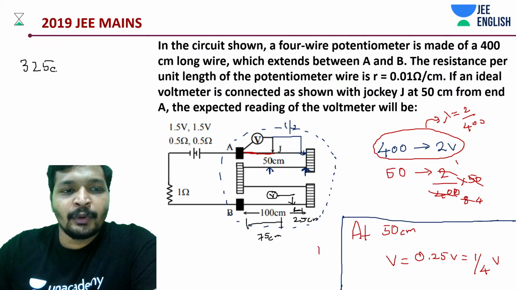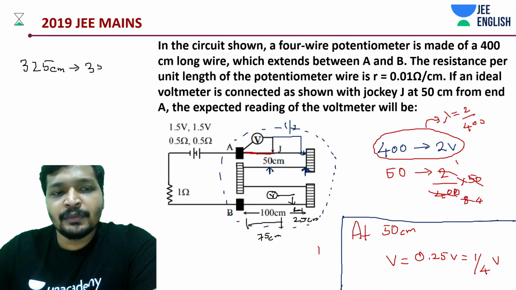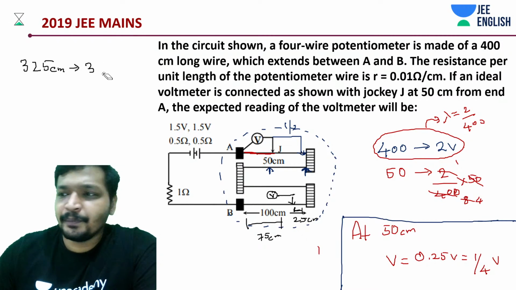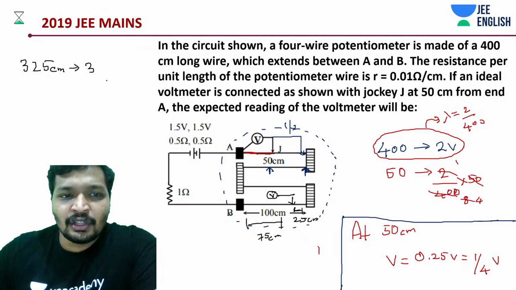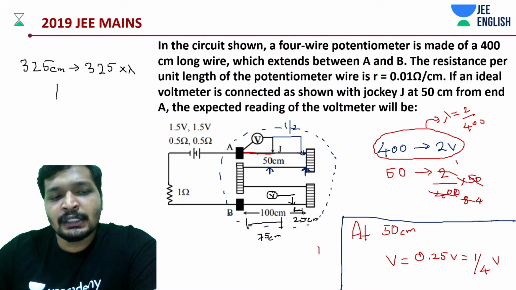At 325 centimeters, what is going to be the potential drop? 325 multiplied by your potential gradient. Basically, it's 325 multiplied with the potential gradient. I hope this helps. This concept should be clear, students. So in this case, how much this is going to be? 325 into 200 by 400.